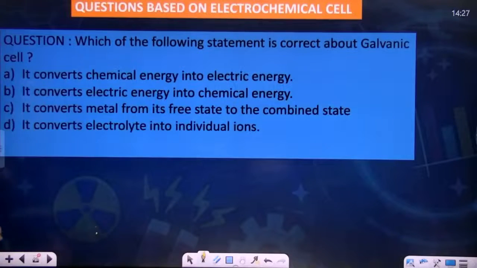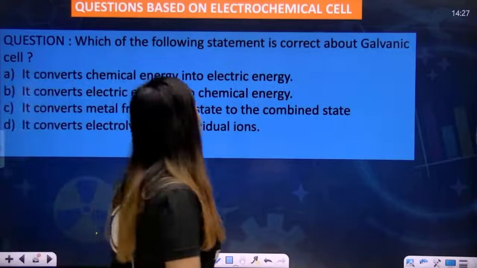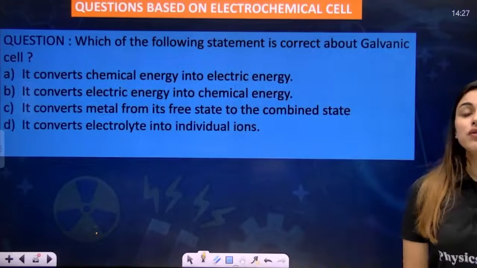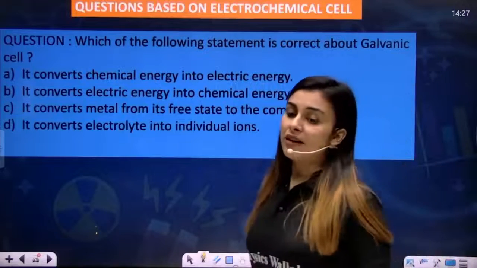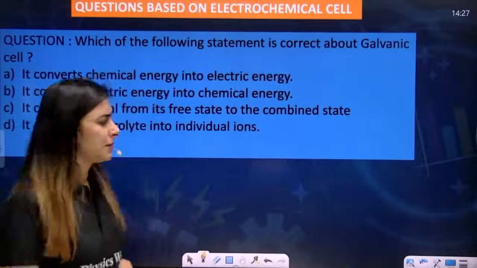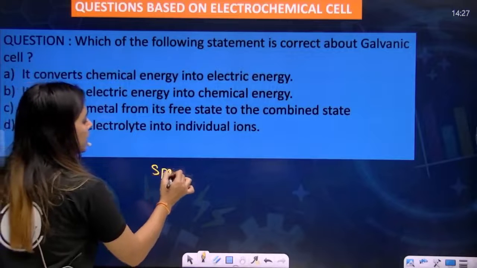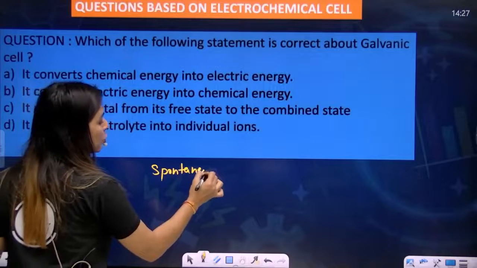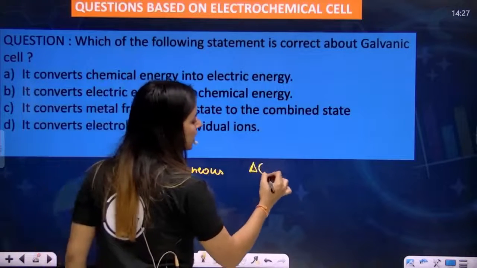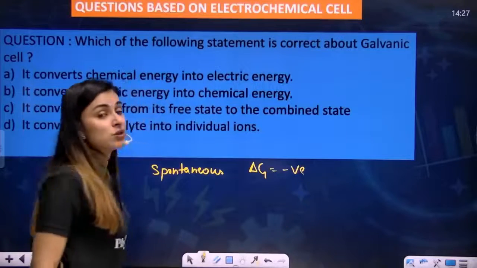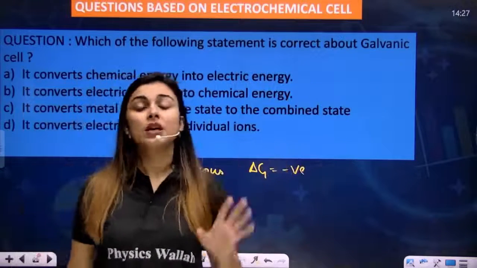The next question says, which of the following statements is correct about a galvanic cell? I know that in a galvanic cell, spontaneous reactions take place. If spontaneous, it means delta G has to be negative, and if I talk about spontaneous, then I have to talk about the story.